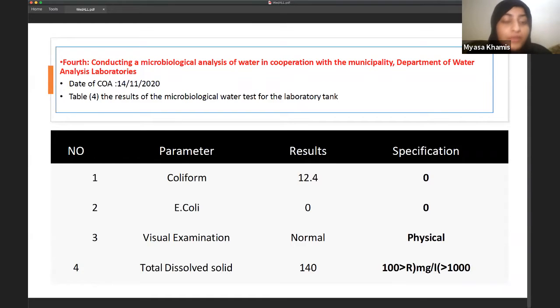The result of the microbiological water test: coliform 12.4, equal to 0, visual examination normal, TDS 140, which is excellent. The results show the appearance of coliform bacteria 12.4 because of the iron rust in the pipes.